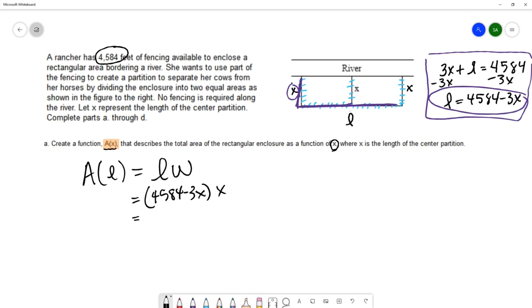And I can multiply this out to get 4,584x minus 3x squared. And if I'd like, I can write that in descending order. So that would be negative 3x squared plus 4,584x. And over here, I've written the variable L inside the parentheses. I should have written the variable x because that's the variable used in the equation. So we have our function that represents the total area of our rectangular enclosure.